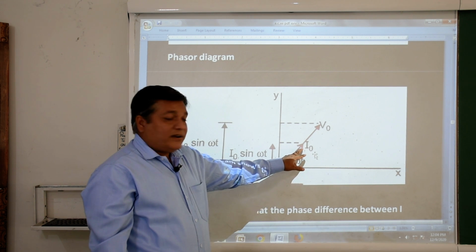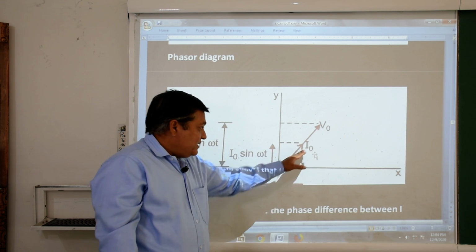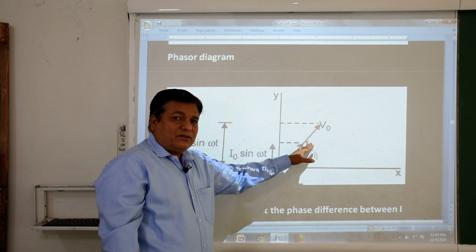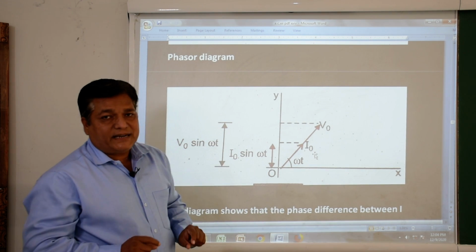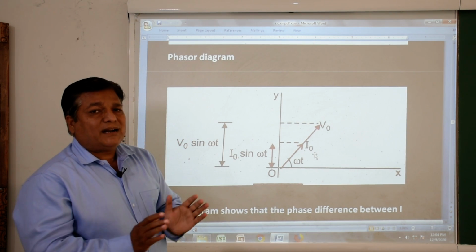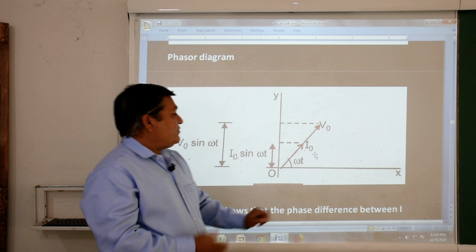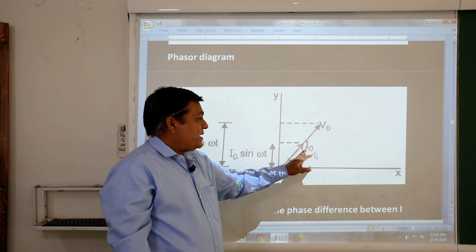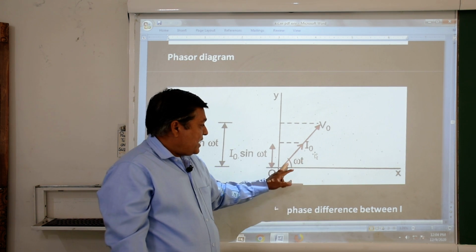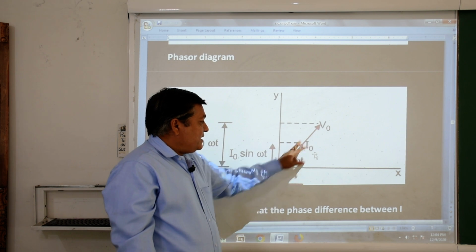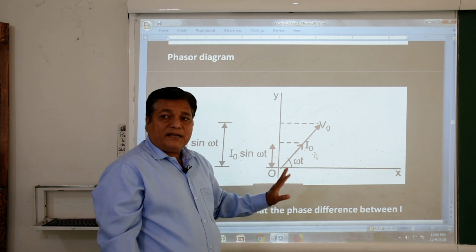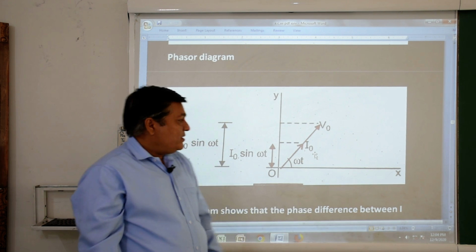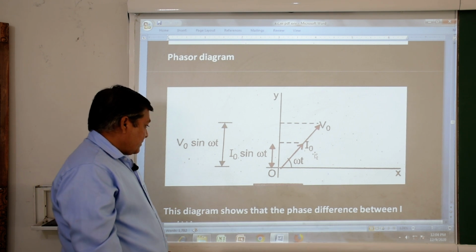This is the magnitude of current, which is lesser than V naught, because when the EMF is set up, when the voltage is set up, only then does the current start flowing. So the magnitude of current is always represented by a lesser magnitude. I naught and V naught are both in the same phase, making omega t. This is the phasor diagram of V naught and I naught.